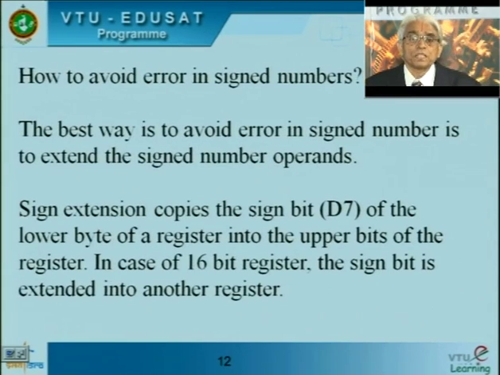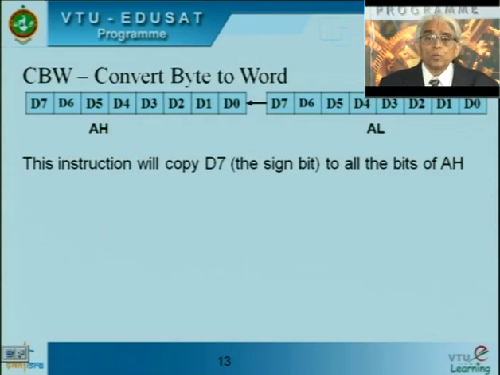Now, under such circumstances, how do we avoid such errors when we are talking about signed numbers? The best way to avoid error in signed numbers is to extend the sign of the operands. Sign extension copies the sign bit D7 of the lower order byte of a register into the upper byte of the register. In case of a 16-bit register, the sign bit is extended into another register. There is an instruction that enables us to do this operation, called convert byte to word.